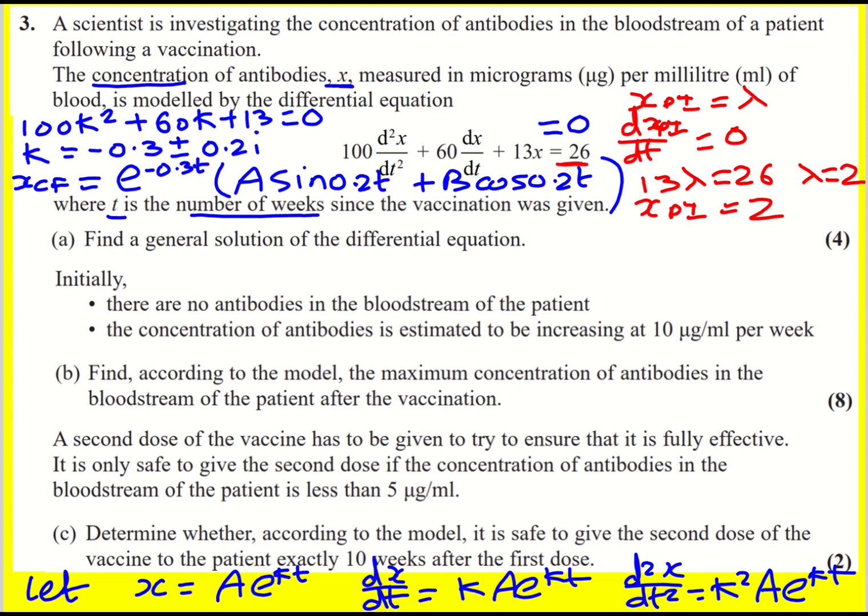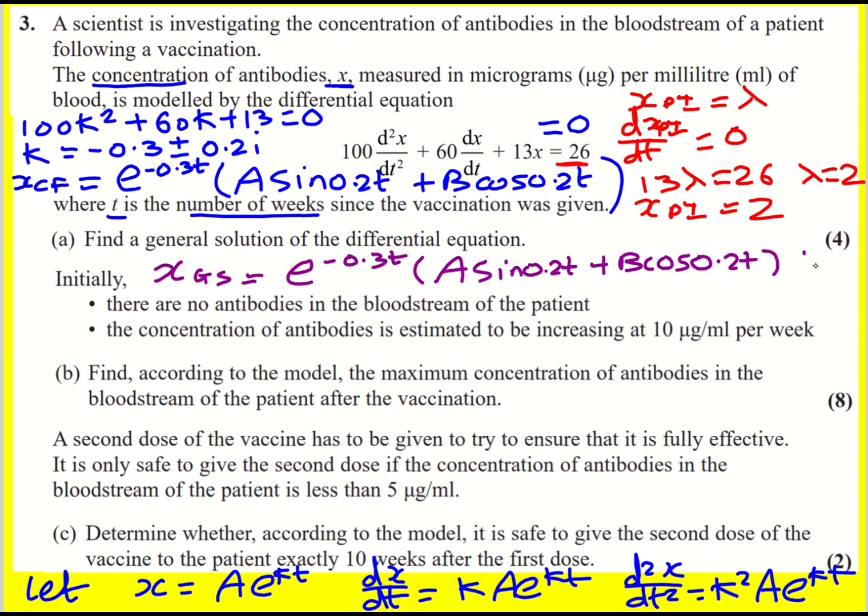And we've got ourselves our general solution. We just add the two together. So it's going to be x equals e to the minus 0.3t, a sine 0.2t plus b cos 0.2t, plus 2.